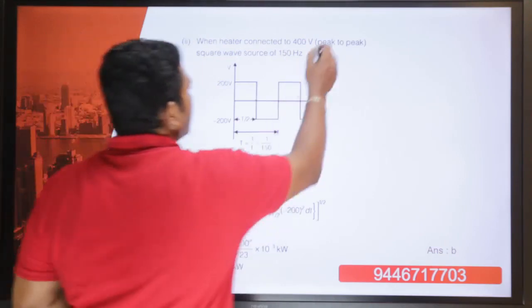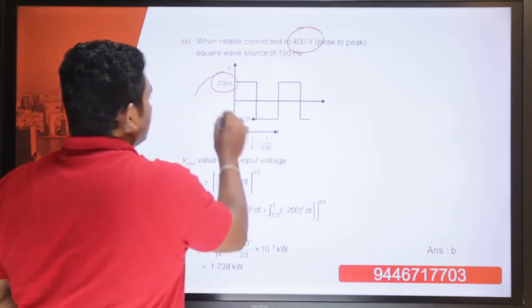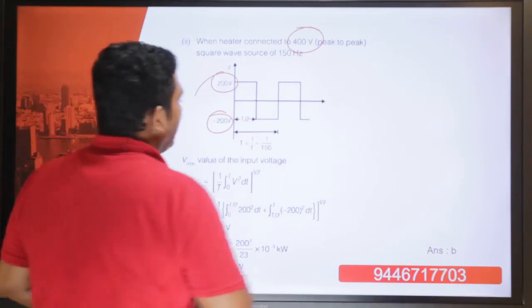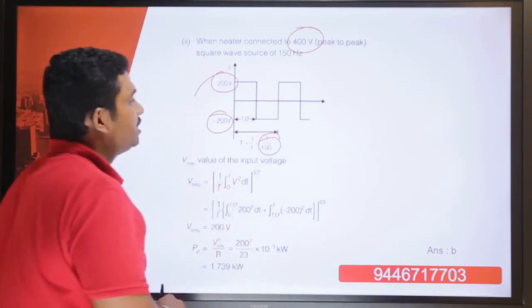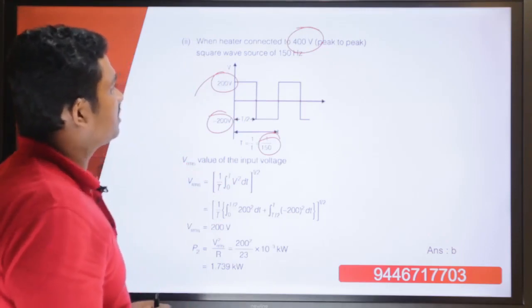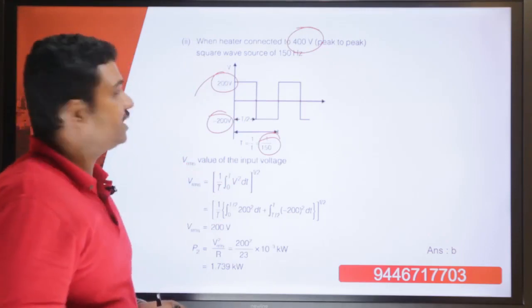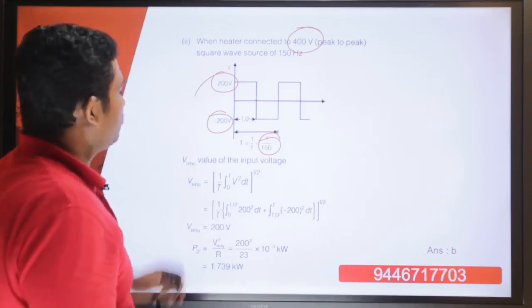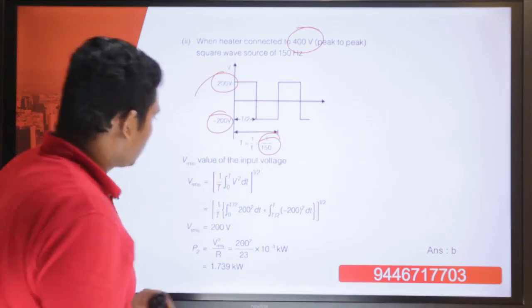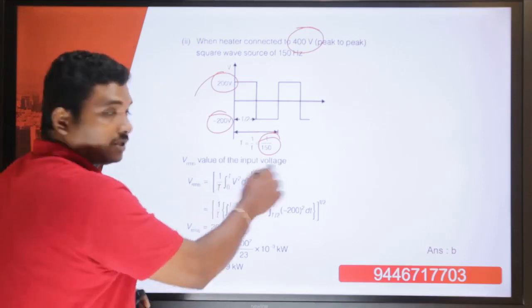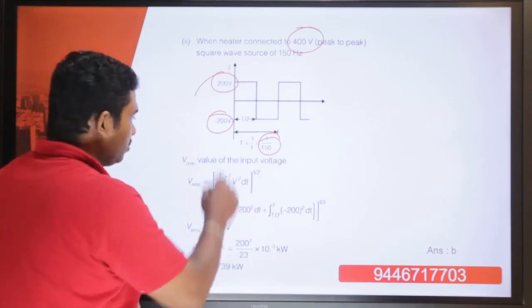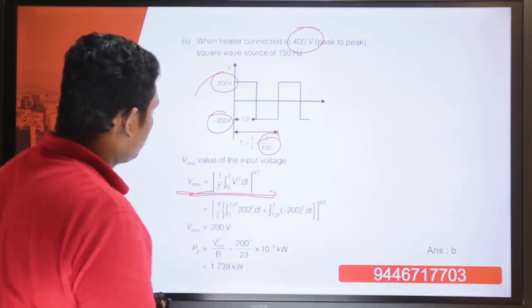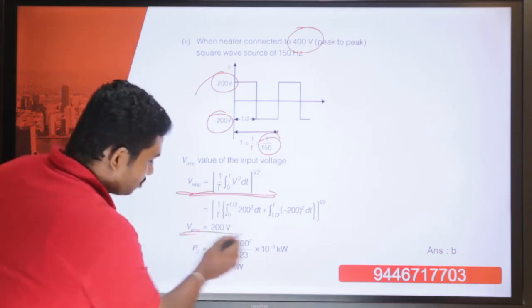Now the heater is connected to a 400 volt peak to peak source. So that means it goes from plus 200 to minus 200 square wave, and its frequency is 1 by time period. The square wave frequency is 150 Hz. So we are going to find the RMS value as 1 by T integral 0 to T v square dt, the whole raised to 1 by 2, and from this you will obtain Vrms equal to 200 volt.